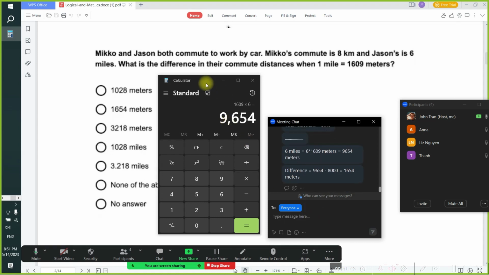If you get the difference, it's 1654 meters. That's the answer. Có ra được đúng đáp án B không các bạn? 1654 không? 1654 đúng rồi. It's 1654 meters, because you have to convert miles to meters. Phải biến đổi dặm thành mét chứ. Sau đó lấy trừ nhau. So take the difference, the bigger number minus the smaller number.